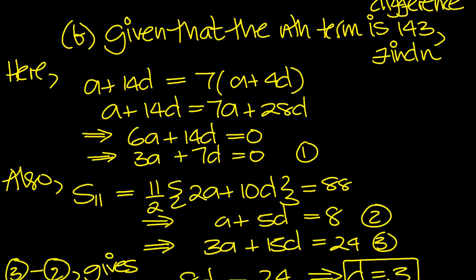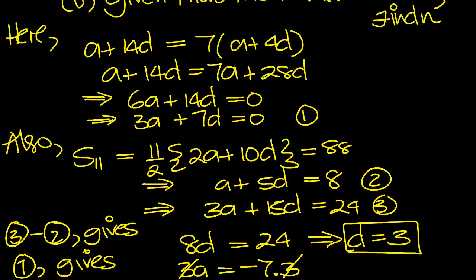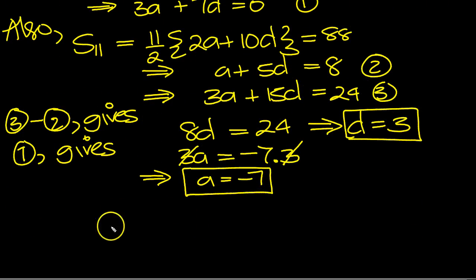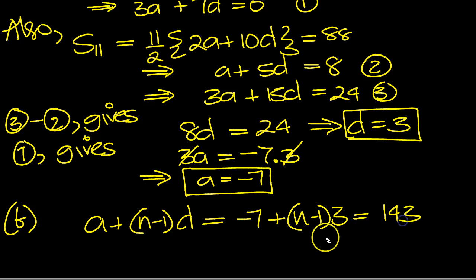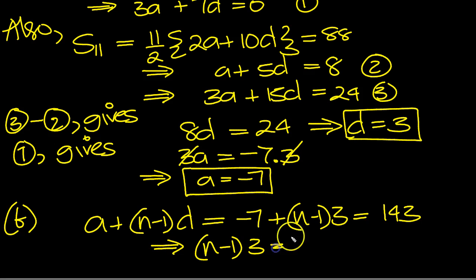Given that the nth term is 143, find n. The nth term is 143. So this is part B now. The nth term is a plus n minus 1 d. So a is minus 7 plus n minus 1 times d, which is 3, is equal to 143. So that tells us then, move the minus 7 over to the plus, n minus 1 times 3 is equal to 7 plus 143, which is 150.